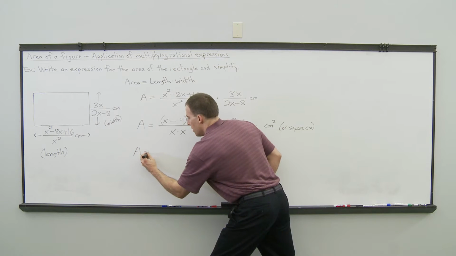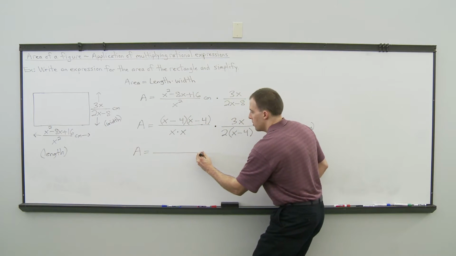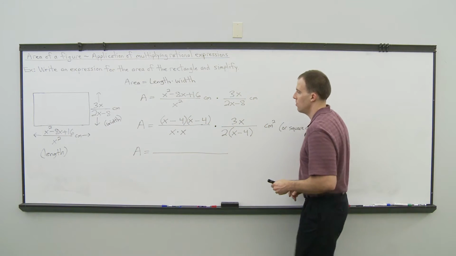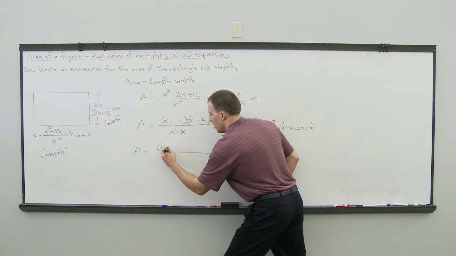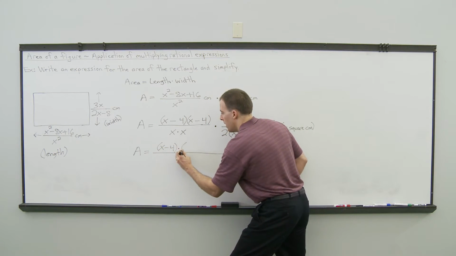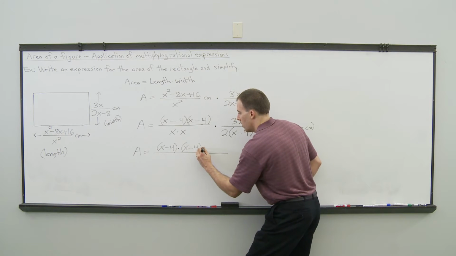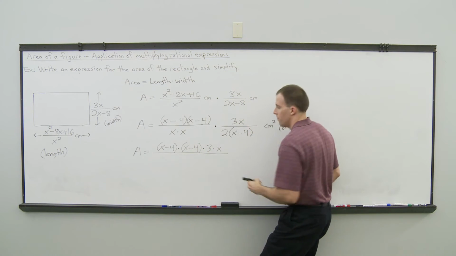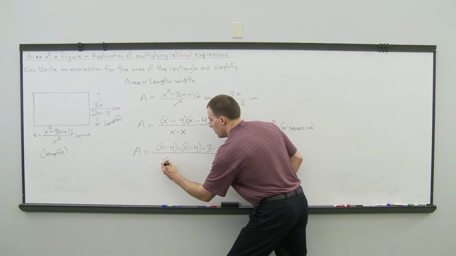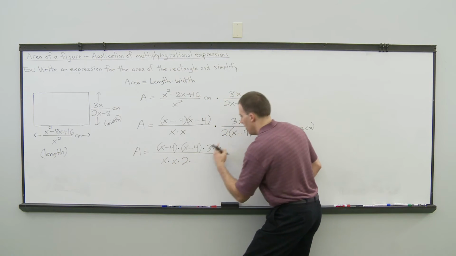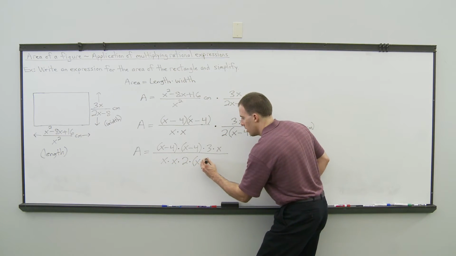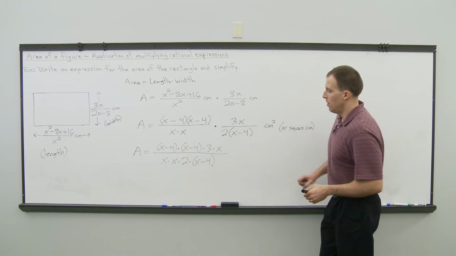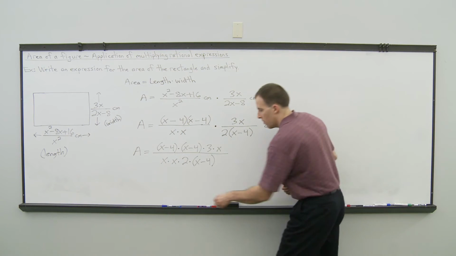What needs to be done now is to write this as a single rational expression and then reduce to lowest terms. So we've got x minus 4, and I'm trying to write it as a single fraction at the moment: x minus 4 times x minus 4 times 3 times x, all over x times 2 times x minus 4. Now I'm looking for any common factors that we could reduce.